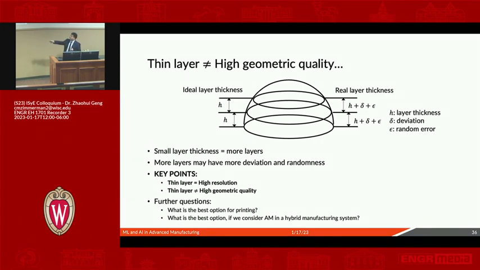Right? So this one raises some very interesting questions, like what would be the best option for printing? Considering with higher layer thickness, we have less printing time and better accuracy. And also, what would be the best option if we consider additive manufacturing in a hybrid manufacturing setting, meaning the additive manufacturing with a smaller printing time gives rough objects, and let the machining do the details, the finer details? How to do that?